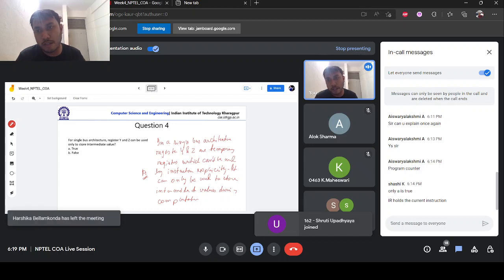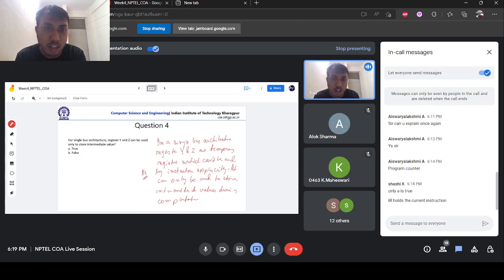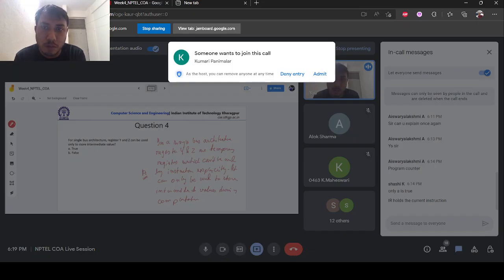So I will again repeat. In a single bus architecture, Y and Z are temporary registers which cannot be used explicitly. They can only be used to store the intermediate values during computation. So the statement that is given is true.